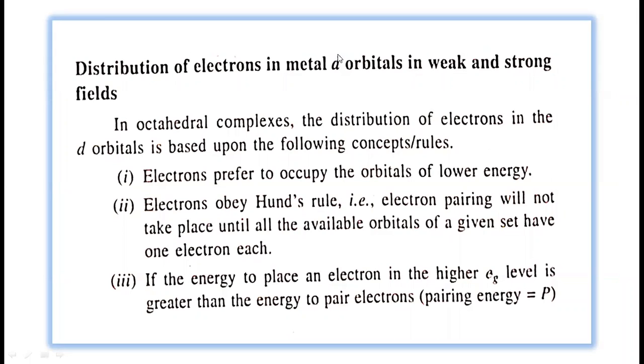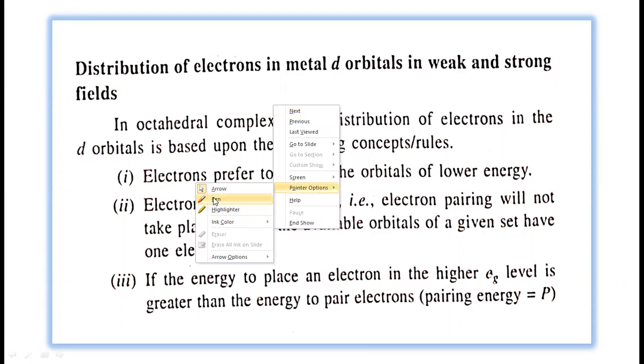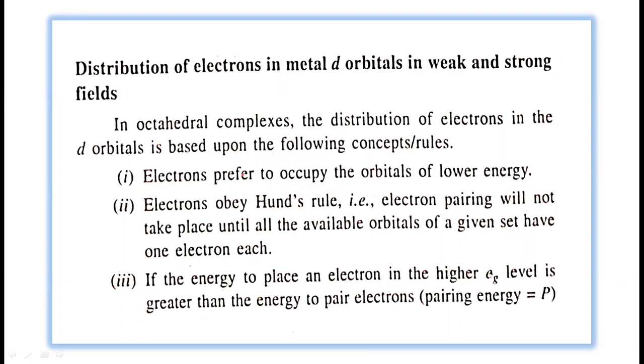Distribution of electrons in metal d orbitals in weak and strong ligand fields: in the presence of a weak ligand and in the presence of a strong ligand, how can we distribute the metal d electrons? Now we know that in octahedral complexes, as the d orbitals are split into two groups, the distribution of electrons in the d orbitals is based on certain rules, the following rules.